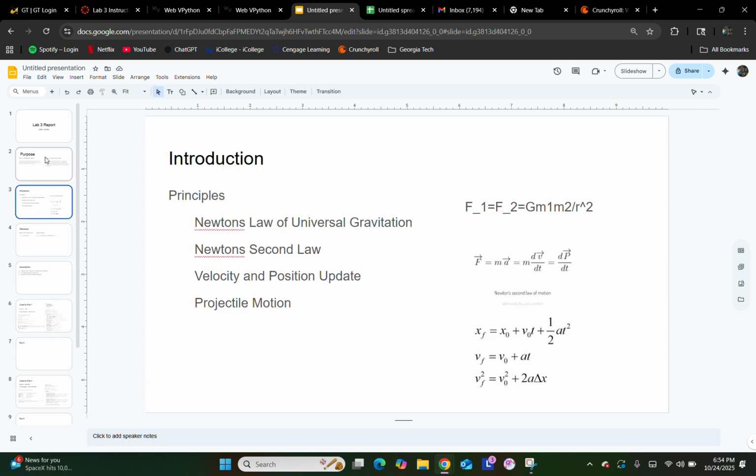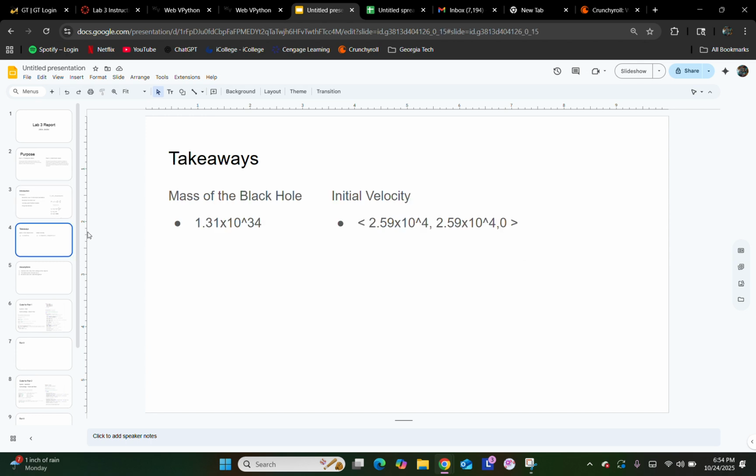So some of the principles of this lab were Newton's law, the law of universal gravitation, which you can see here: F1 is equal to F2, which is equal to G times M1 M2 all over R squared. And then many of these other laws, like perpendicular and parallel forces, momentum, and then the position update formula and the velocity update formula. So some of the takeaways of the slide.